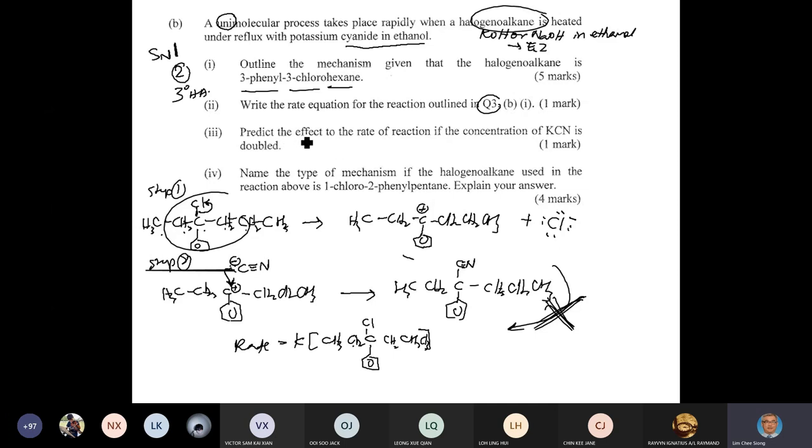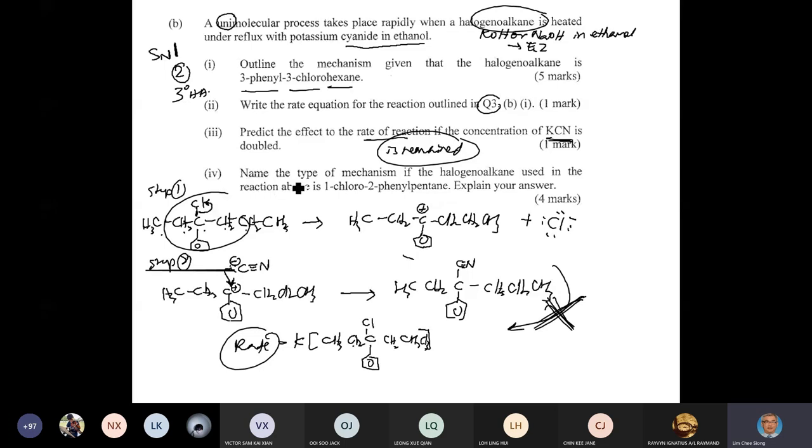Get it? Okay, then. Predict the effect on the rate of reaction if the concentration of KCN is doubled. KCN, we know that this is under tertiary, so it does not involve the second reactant. So if you double KCN, what is the effect? The answer is the rate of reaction remains the same. Understand? Because there is no effect, unless it is stated here that the concentration of 3-chlorohexane is increased. Then you know this one should be involved in determining the rate. So yes, the reaction gets a higher rate.